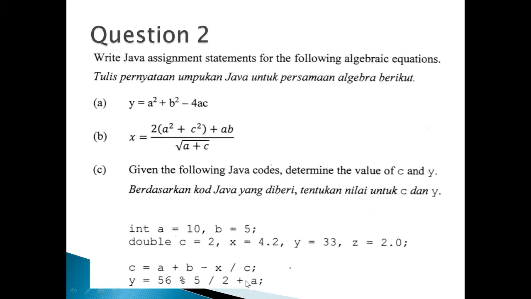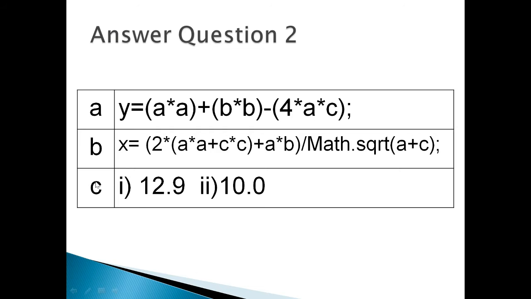And then plus A. A berapa? 10. Kosong campur 10, 10. So jawapan dia 10. Tapi Y ni dia declare dalam apa? Dalam double. So jawapan dia akan jadi 10.0 sebab dia dalam double. So jangan terperangkap. Soalan yang ni very challenging lah. Jangan terperangkap. Okay, so this is the answer 12.9 and then number 2 10.0.